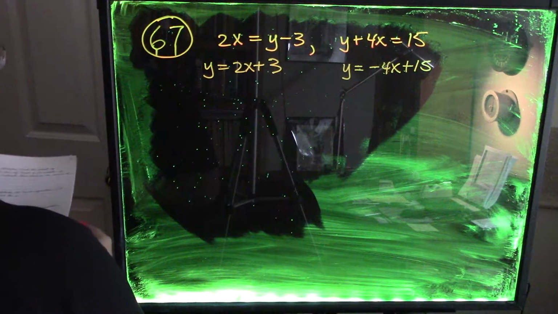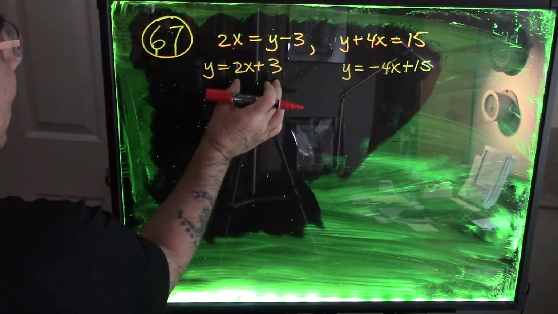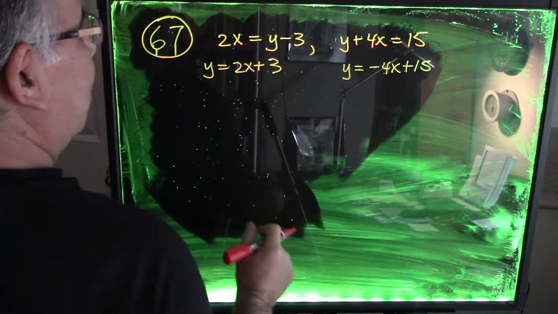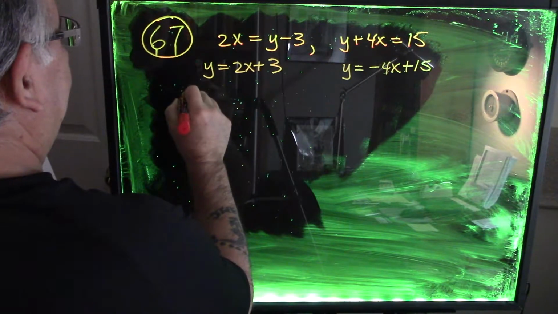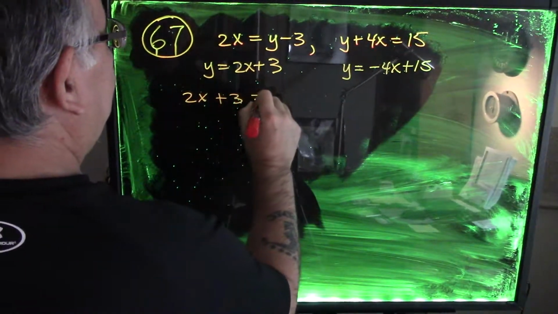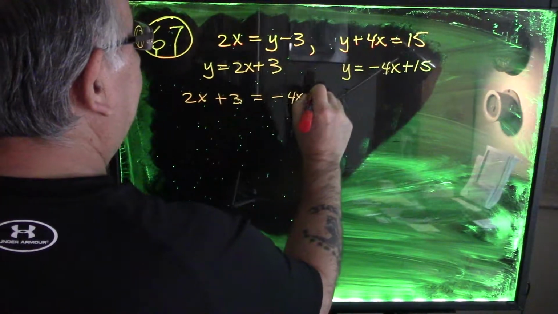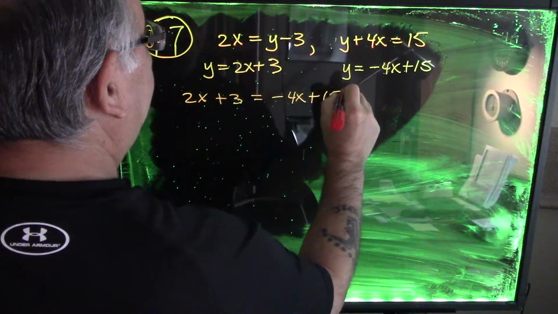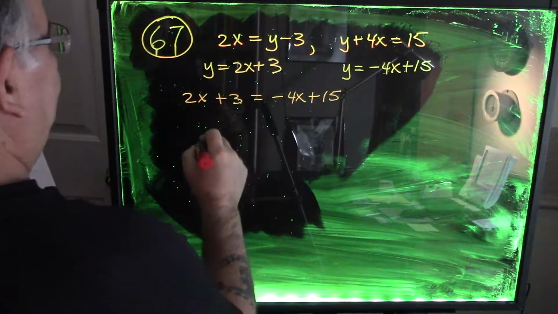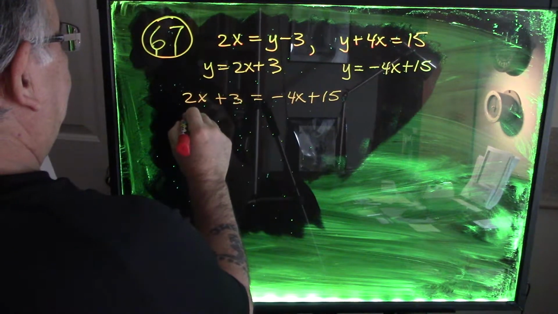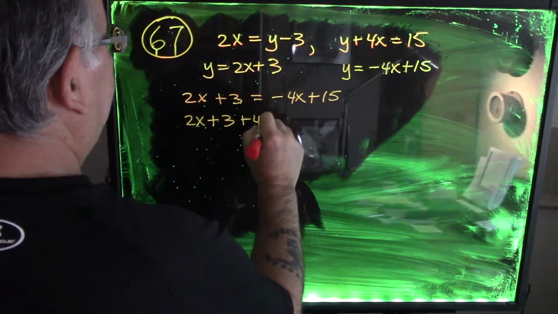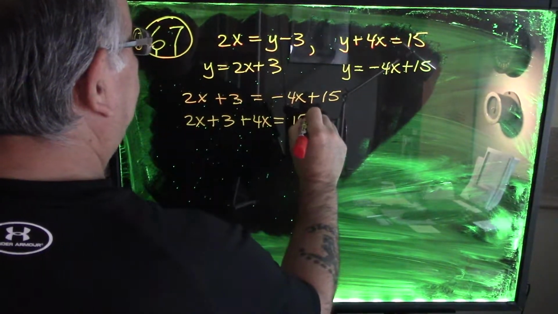Alright, so what I'm going to do now is let this equal that, the right side of each equation equal each other. Alright, and then we'll solve for x. 2x plus 3 equals negative 4x plus 15. Then I'm going to add 4x to both sides, or transpose the negative 4x to that side, and you get 2x plus 3 plus 4x equals 15.